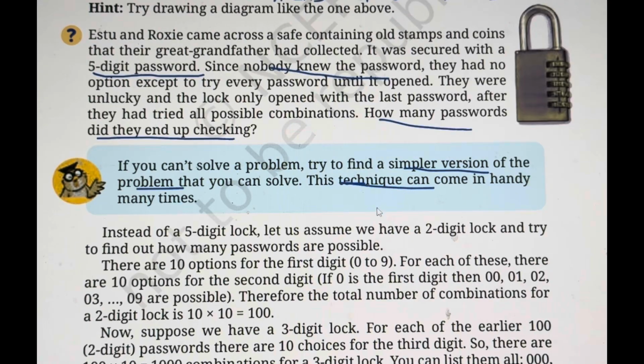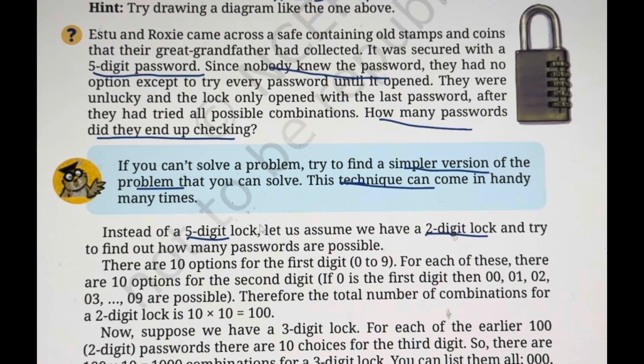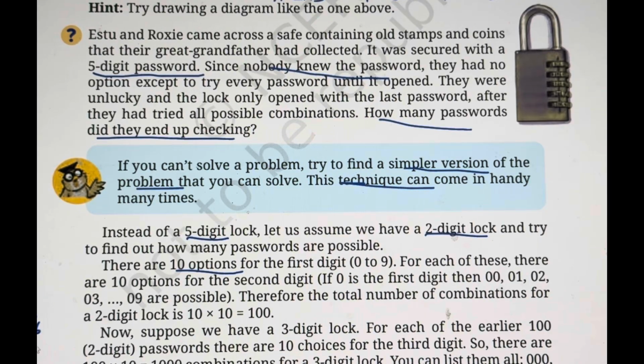Because once you understand the technique or the pattern, then it is easy, you can apply it for the 5-digit lock. So instead of 5-digit, suppose we take it as a 2-digit lock and try to find out how many passwords are possible. So now there are 10 options for the first digit from 0 to 9. So it's a 2-digit number, right? So we can take the first digit as 0, 1, 2, 3, 4, 5, 6, 7, 8, 9.